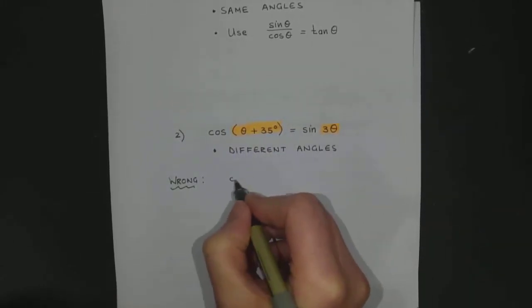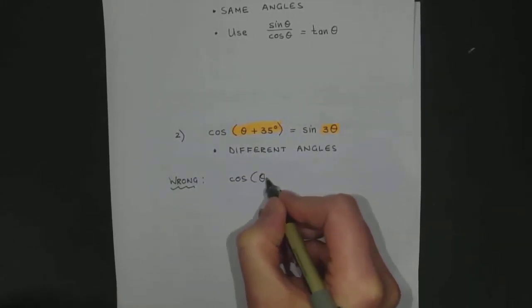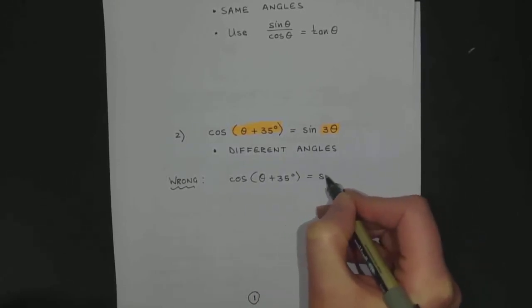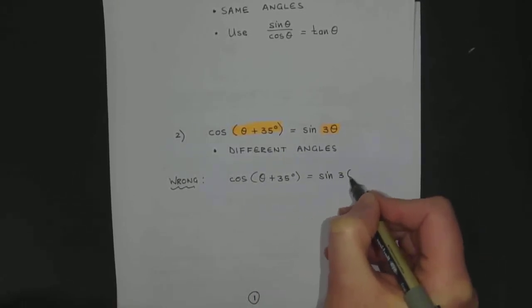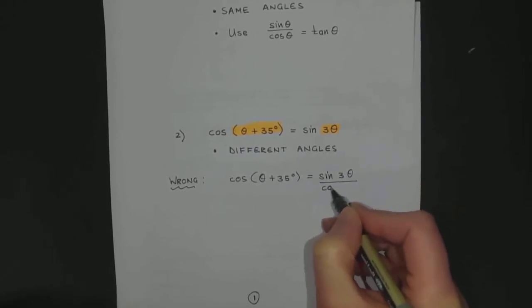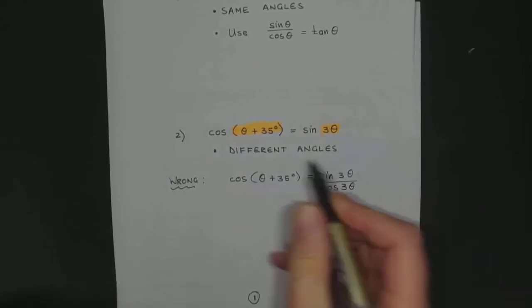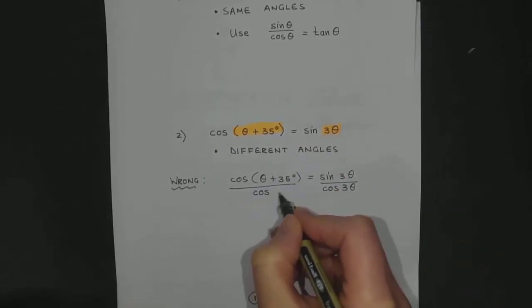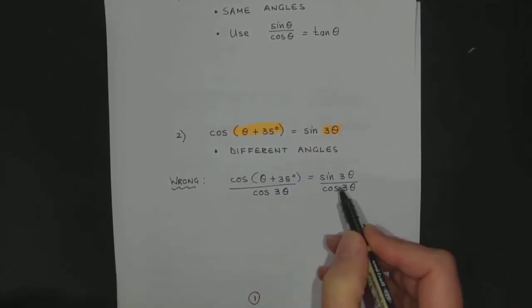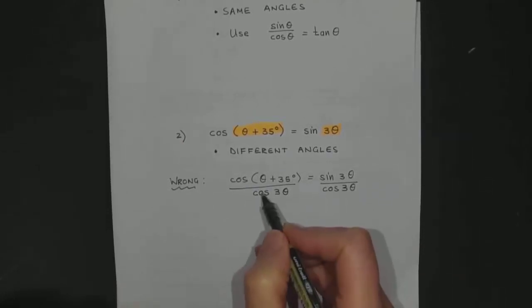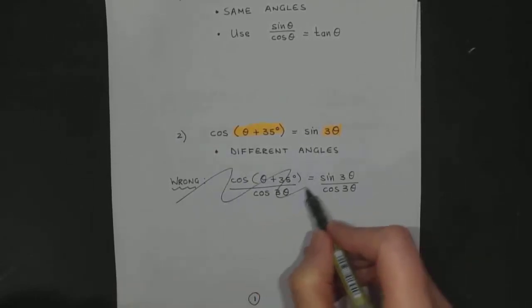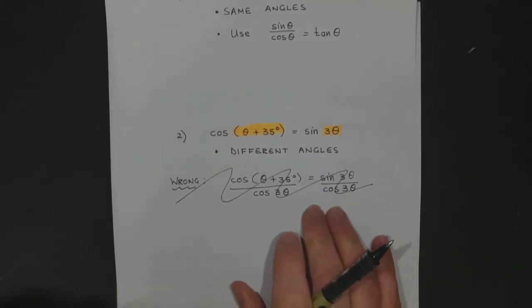If you say, I take the cos of theta plus 35 degrees equal to the sine of 3 theta, and then I divide this side by the cos of 3 theta, I have to divide this side by exactly the same thing, which is the cos of 3 theta. And then hopefully you should see this will change into the tan of 3 theta, sure, but this goes absolutely nowhere. And that is why you do not want to do this, because it does not give you a solution to the question.